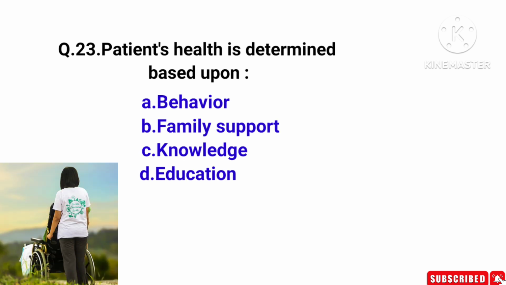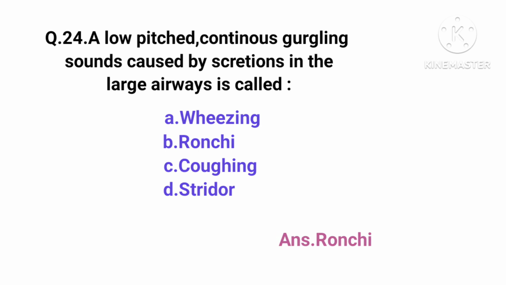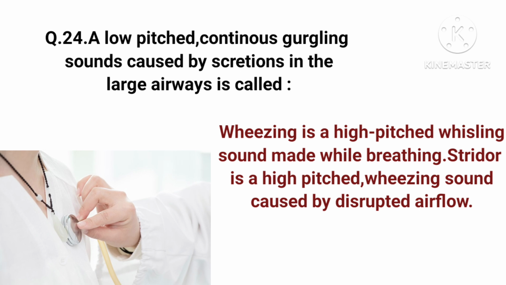A patient's health is determined based upon behavior, family support, knowledge or education. A patient's health is determined based upon behavior. A low-pitched continuous gurgling sound caused by secretions in the large airways is called wheezing, rhonchi, coughing or stridor. Rhonchi is the right answer. Wheezing is a high-pitched whistling sound made while breathing. Stridor is a high-pitched wheezing sound caused by disrupted airflow.